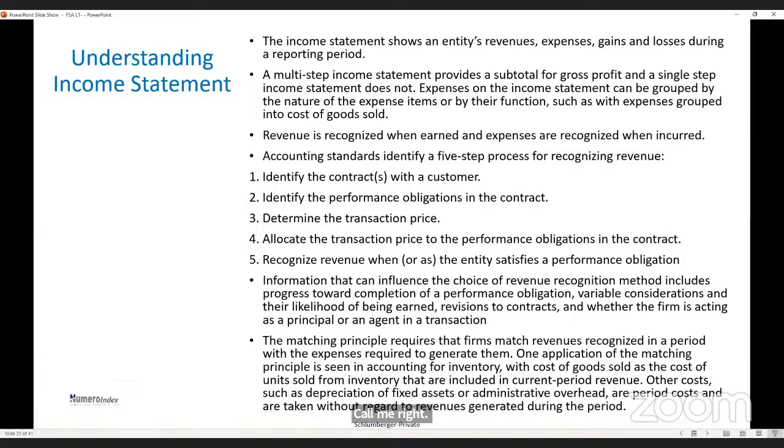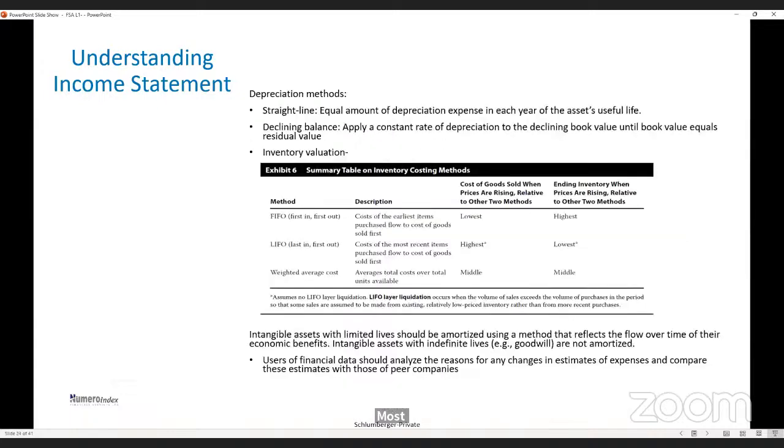Another thing you should understand is matching concepts, right? You must be able to match your cost with your revenue, especially inventory. Your cost of goods sold in a particular period must be matched with the current period revenue. Other costs such as depreciation and administrative overhead are just periodic costs that you must recognize whether revenue is generated or not.